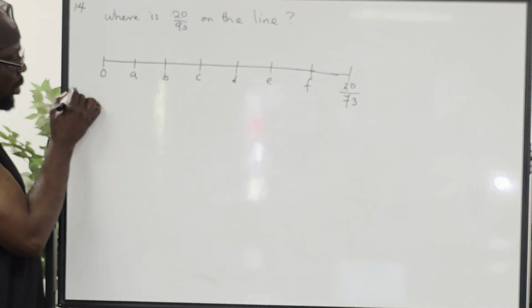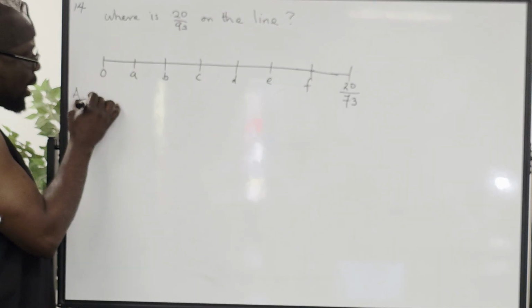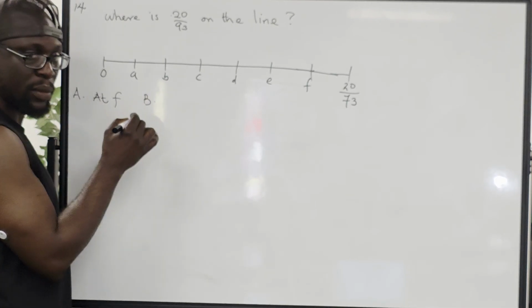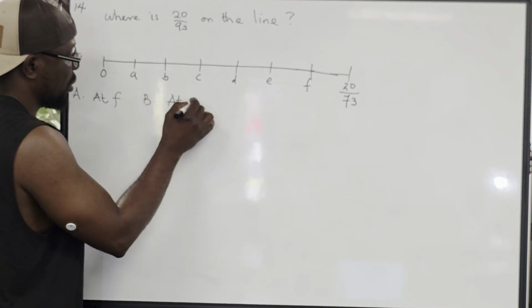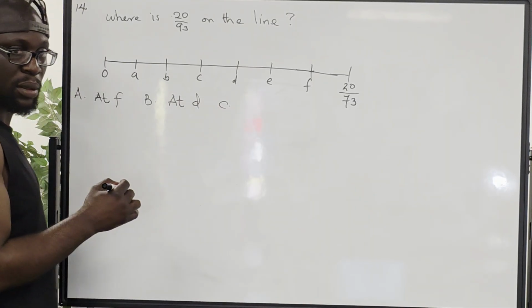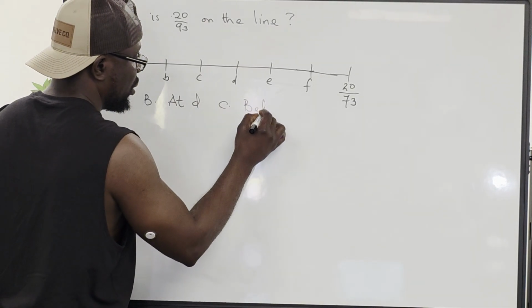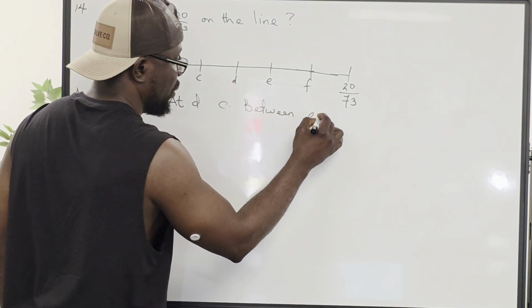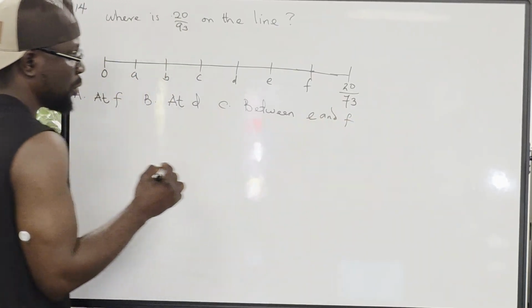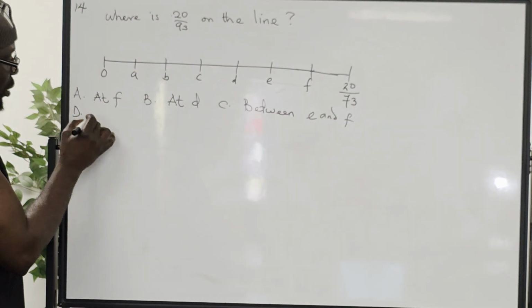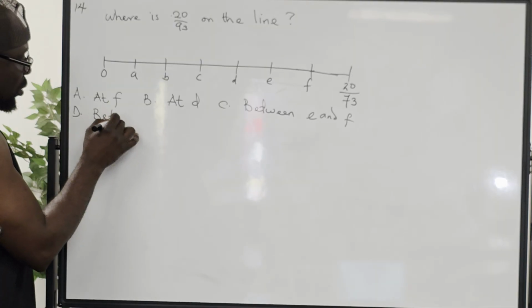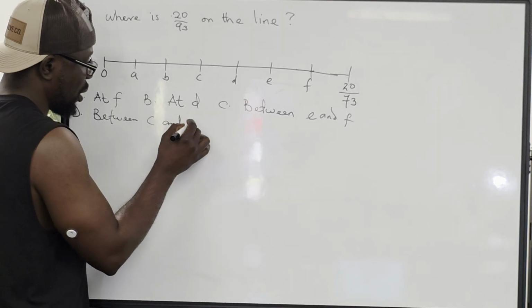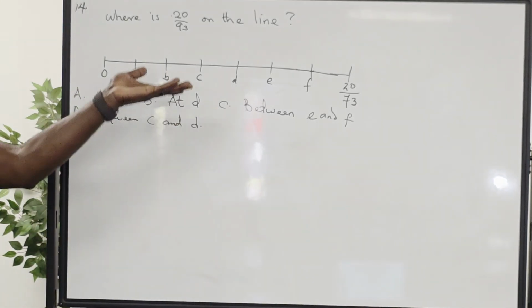And option A is at F, exactly at F. Option B at D. Option C between E and F. And then option D is between C and D. So this is the equation.